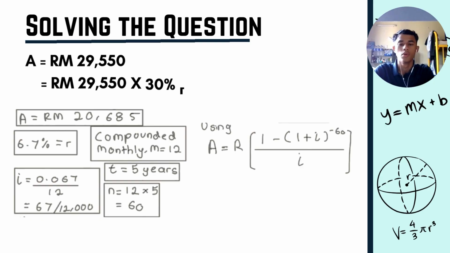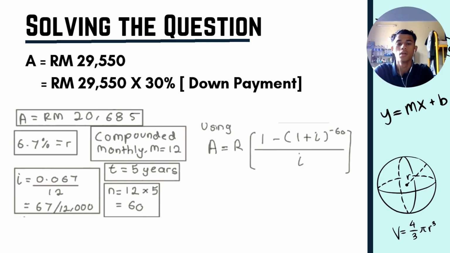Before we do the question, we need to find the information in the question. RM 29,550 will be the A for present value, and he had to multiply with 30% for down payment. And 6.7% equals R or K, compounded monthly, so M equals 12. Finding I will be I equals K per M, or 0.067 divided by 12. And T will be 5 years, N will be M multiplied by T, which is 12 multiplied by 5, which is 60. And we need to use the formula of present value.